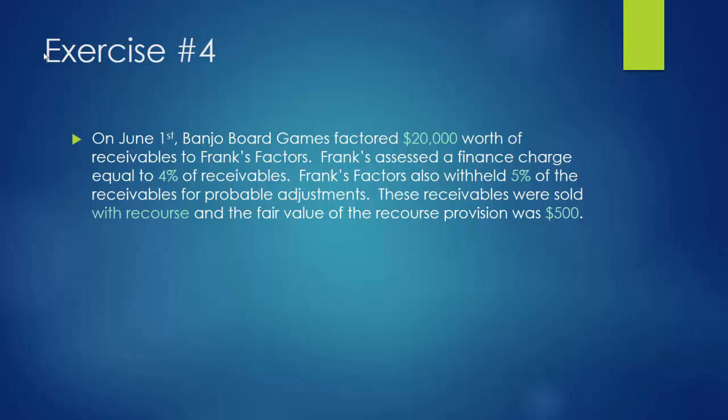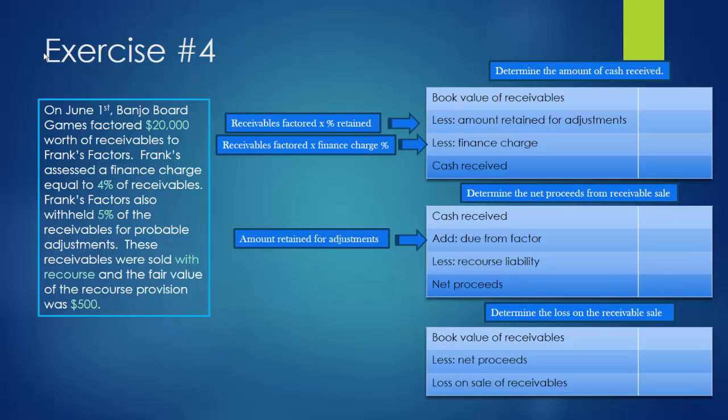To do another similar example, on June 1st, Banjo Board Games is going to factor $20,000 worth of receivables to Frank's Factors, and Frank's is going to assess them a finance charge equal to 4% of the receivables. Frank's Factors is also going to withhold 5% for probable adjustments. Why? Because these receivables are being sold with recourse. Banjo knows their customers better than Frank's does. They think the fair value of that recourse provision is really $500. That's the actual amount of bad debt that is in the receivables that they are selling. It's the amount that Frank's is going to make them pay afterwards by taking it out of that amount they're holding for probable adjustments. Let's do the same steps over here.